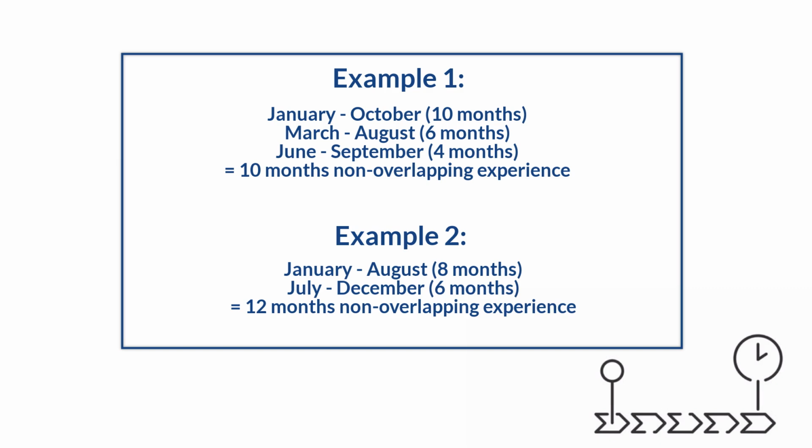Example 2. You have one project that takes 8 months from January to August and then another 6-month project from July to December. Sure, there's a 2-month overlap from July to August, but there are still 12 months of non-overlapping experience shown. In real life, projects often overlap, and that's fine. Even if a project is completely overlapped by another, you can still use your work and role in the project to address the competencies and demonstrate your experience. However, if projects overlap in the time frame, only the non-overlapping times can be used to calculate whether you have met the time requirement.